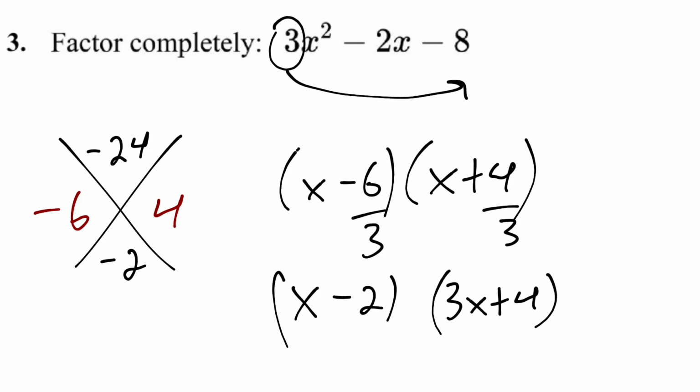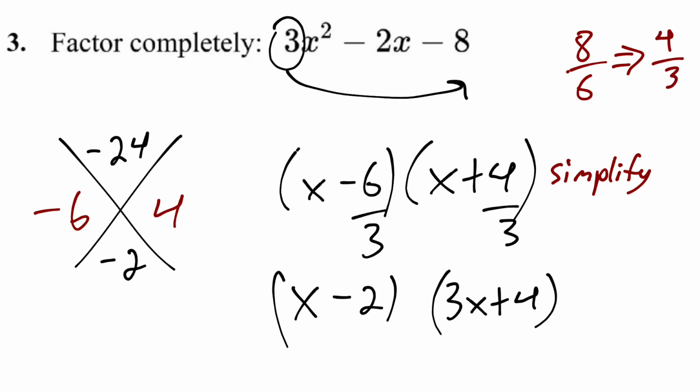So what happens is, when you don't get a whole number, you simplify as much as you can. If this was like 8 over 6, for example, you would turn it into 4/3. And then this 3 slides in front of the x.